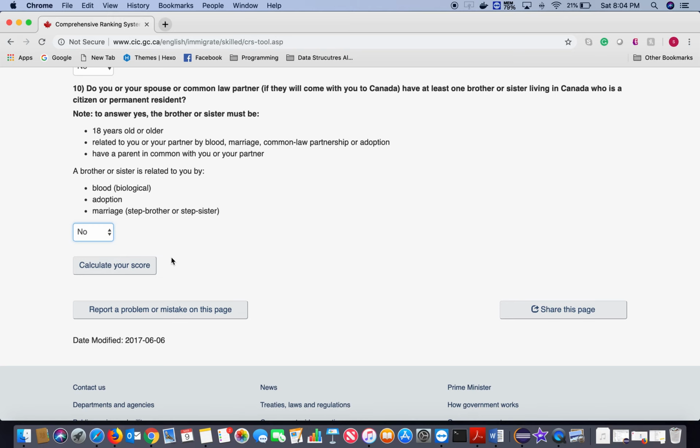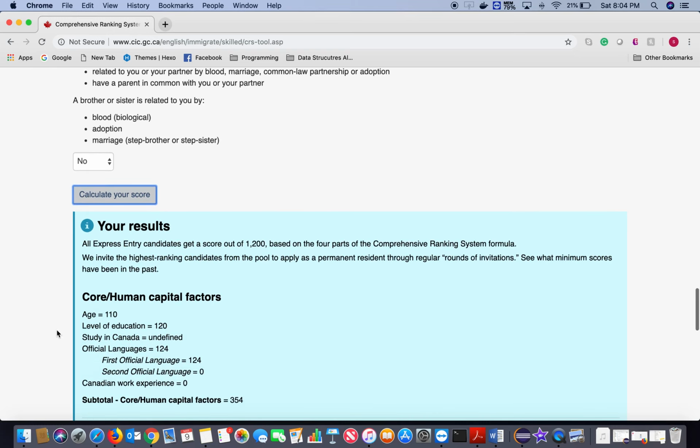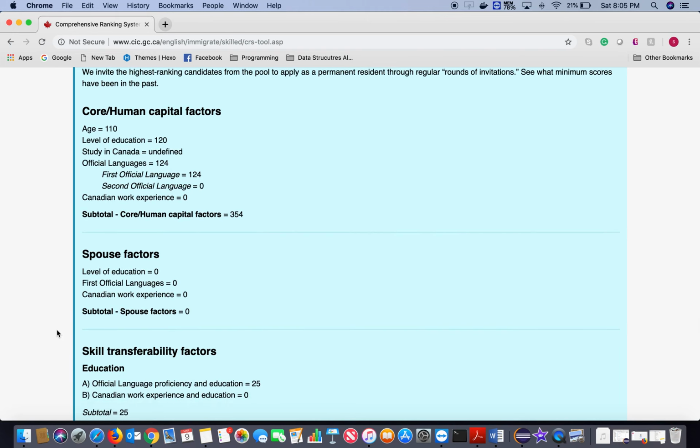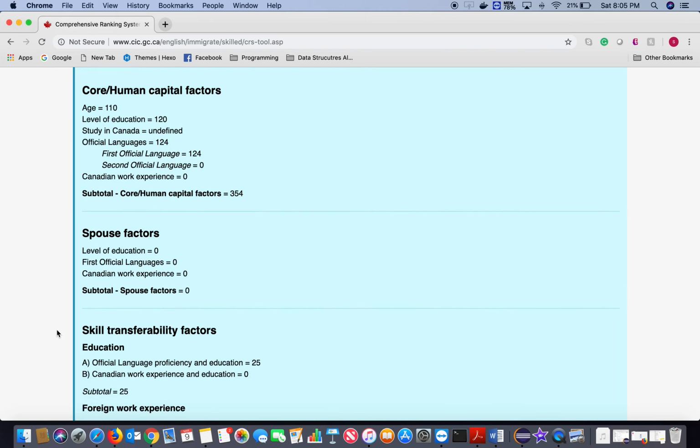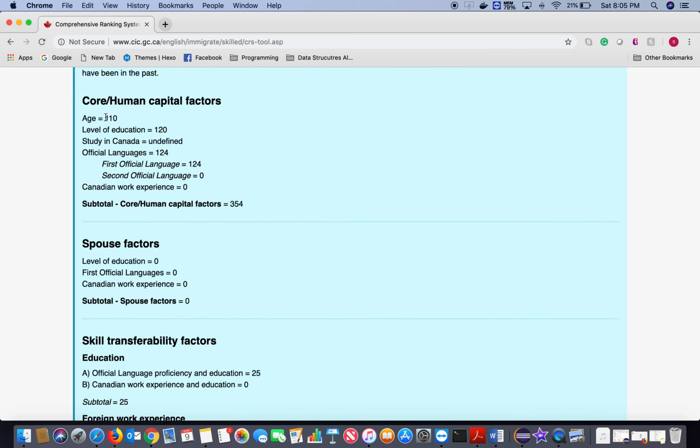Once you have answered all the questions successfully, you will see the button calculate your score. Now this is where you obtain your results. So you can see the clear-cut breakdown of where you are getting points and where you are losing points. The first section is core human capital factors. You get 110 for your age. Now that would depend on whether you are below 30. So we selected 28. Maybe if you are 27 or 26, you would get more points for that because Canada gives more points to people of younger age above 18.